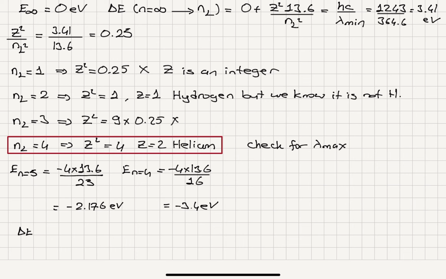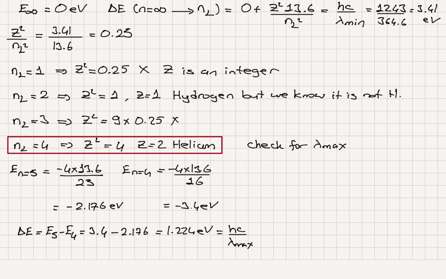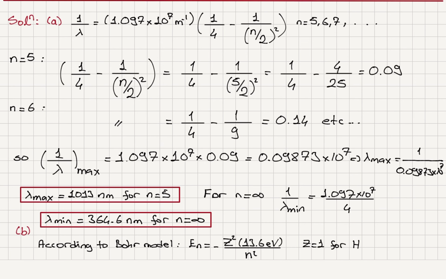The transition for n equals 5 to n equals 4 is E5 minus E4, the energy difference. That is 3.4 minus 2.176, which is 1.224 electron volts. And this is equal to hc over lambda max. Now we know that lambda max should be 1013 nanometers.